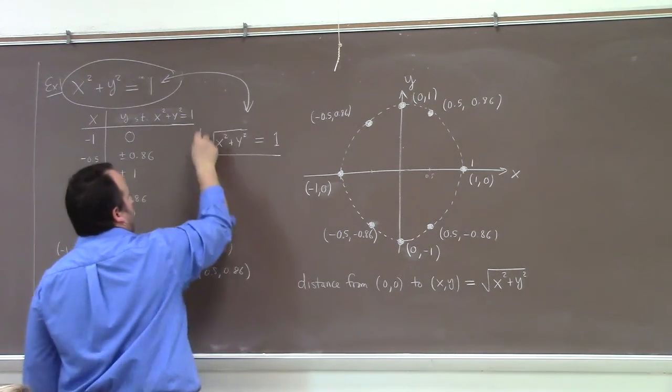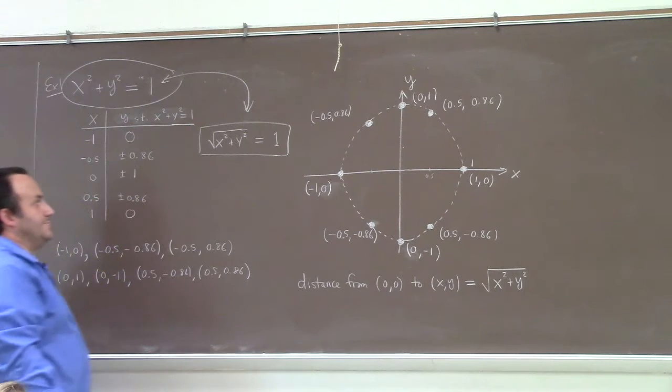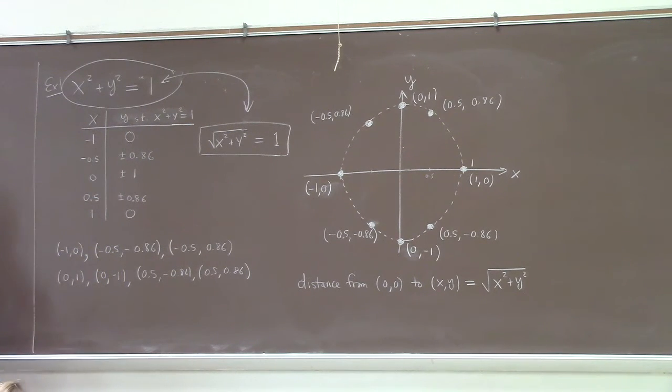And what does this equation say? Geometrically, that says the distance from the origin to the point xy is 1. So the solution to this equation is the set of all points xy, which are distance 1 from the origin. That's how we define a circle, like geometrically. We say it's a set of points that are equal distance from a center point.